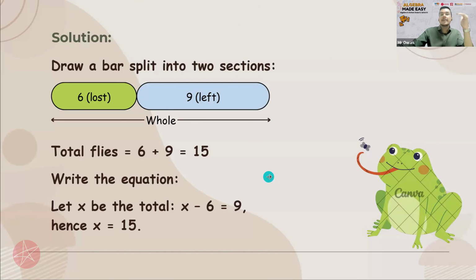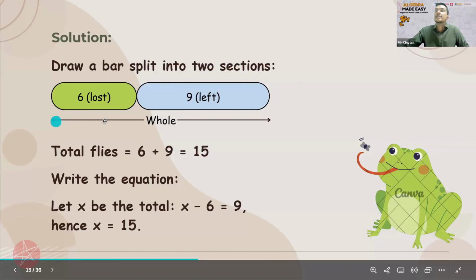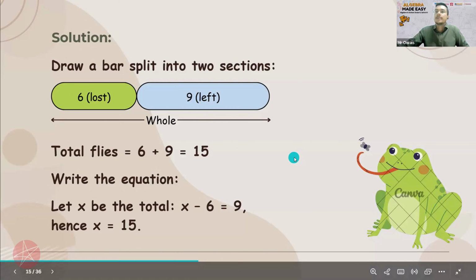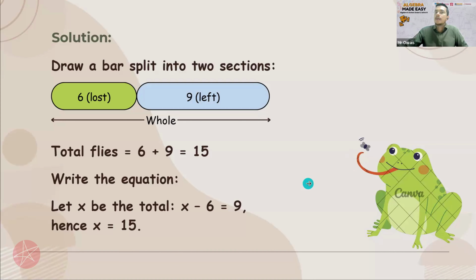Now, let's see how we can actually write that as an equation instead, okay? Remember, I mentioned that in algebra, we use symbols to write down unknown quantities. So in this case, the unknown quantity was the total number of flies, right? We didn't know how many flies Frogsy had. So we say that let X be the total number of flies.